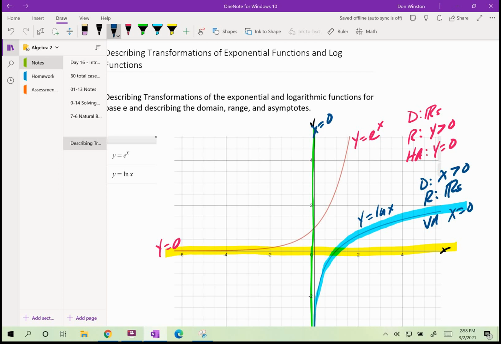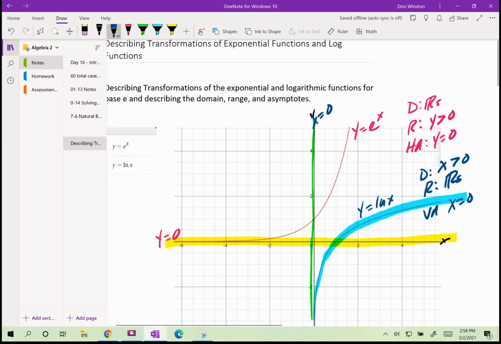Okay, so that's the simple case. Not that it's going to get too much more difficult after this. So know the domain and range and asymptotes of the natural log functions as well as base e. Now we'll make simple transformations. All right.